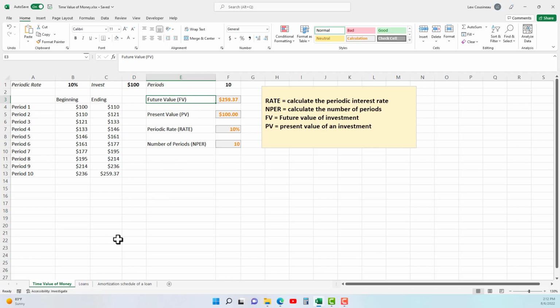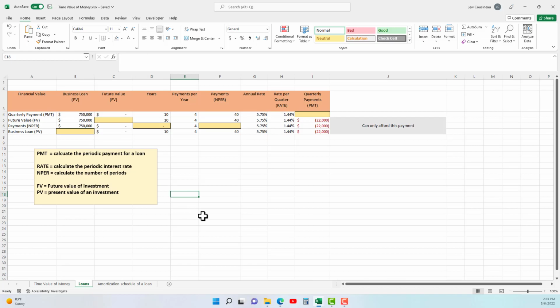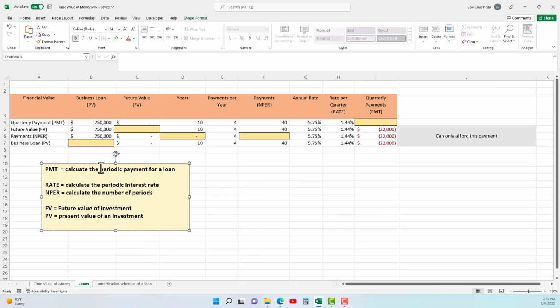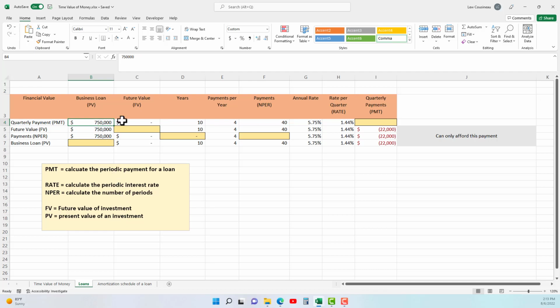So let's use these functions in another example. This is more of a business example. Let me zoom in just a little bit here. I am trying to get a business loan, and so a bank handed me $750,000. When I'm done paying it off, it will be 0. I want to pay off this loan to 0, okay? I'm going to do it in 10 years.